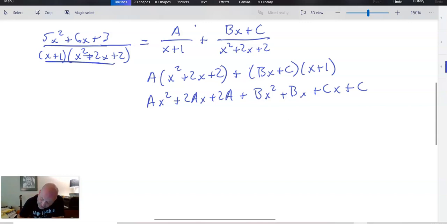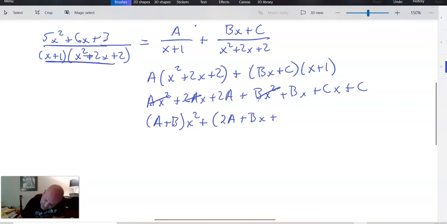So let's look at here. The highest exponent we have in here is x squared, so let's start with those. I know my x squareds: I have an a and a b as coefficients. So I've taken care of those. Now let's look at our x's. I have 2ax, so that one's taken care of. I have bx and cx.